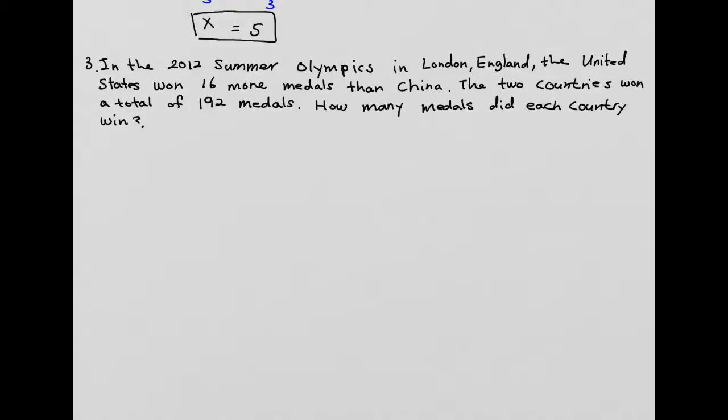Example 3, this is going to be a little bit longer problem than before. It says in the 2012 Summer Olympics in London, England, the United States won 16 more medals than China. The two countries won a total of 192 medals. How many medals did each country win?